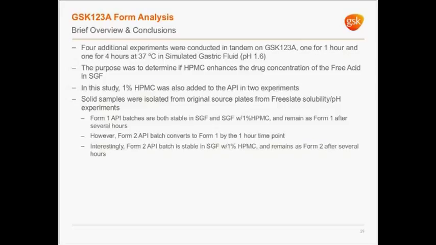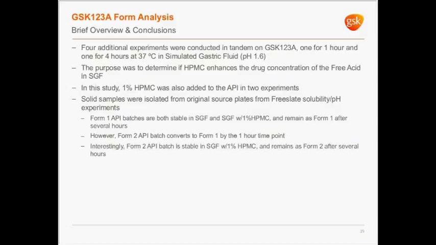From the solubility data and the spectrograms, you saw additional data for the free acid that I didn't really discuss in any detail. However, with the use of high throughput experimentation, we were able to run additional experiments that were similar to the ones I just discussed, but this time using free acid. And in addition to that, we enhanced the free acid experiments to include the addition of only 1% HPMC to see what effect HPMC had on the solubility of the free acid.